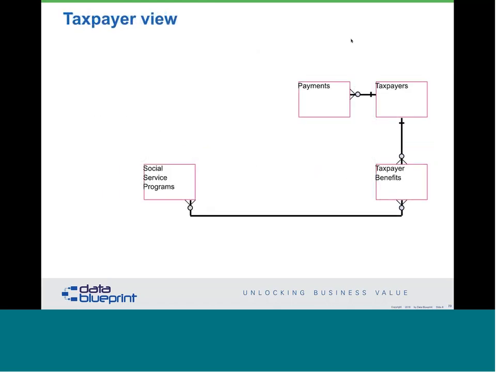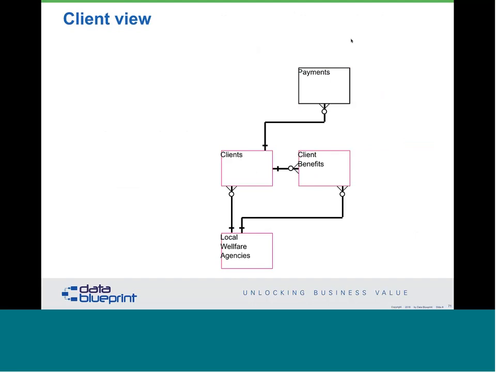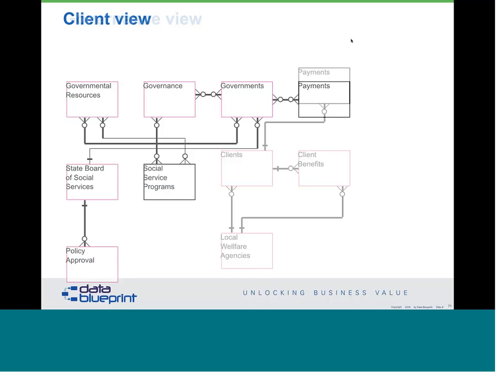So if I put the first one up at the taxpayer view, you can see there were 4 entities that were specifically pertaining to how taxpayers interacted with the social service programs. If I switch now to the client view, you'll notice that the payments stayed the same, but now we've brought in client benefit, local welfare agencies within that particular piece. Let's move a little bit further.